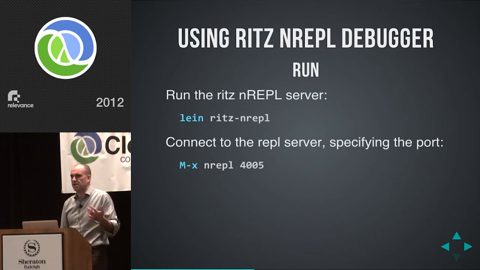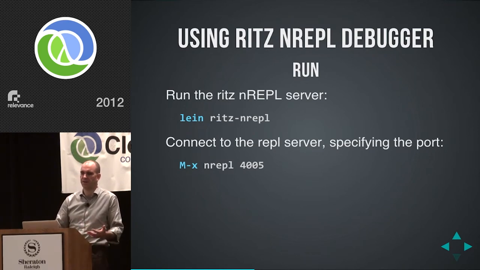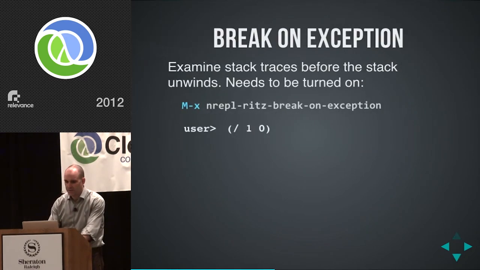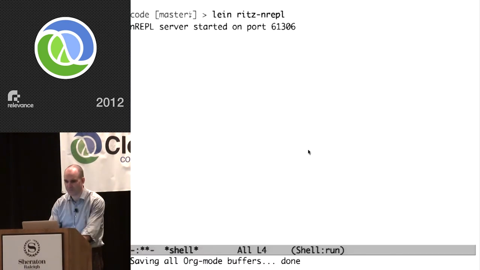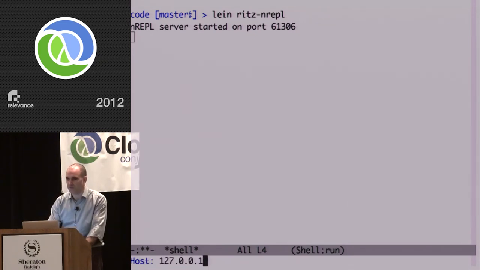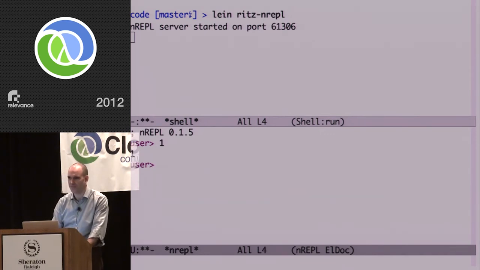Once you've done that, you can start a REPL server with lein ritz-nrepl, so instead of lein repl, lein ritz-nrepl. That will spit out a port number, and you can then connect to that using the ordinary nREPL connection. I've just started a little REPL earlier, and this is the port number that the REPL is listening on. So I'm going to connect to that with M-x nrepl. It's going to ask for a host, so you're not limited to running the client and the user process on the same machine. And the port. And it's going to connect. So we have a standard REPL.